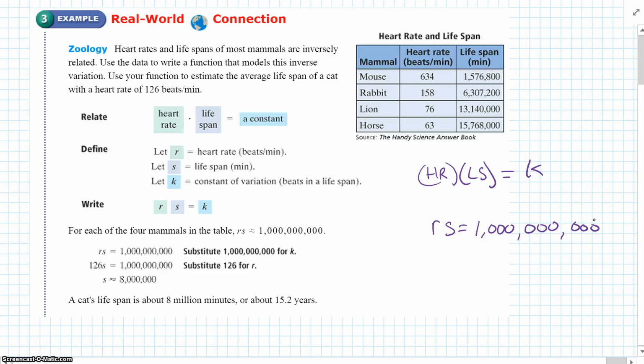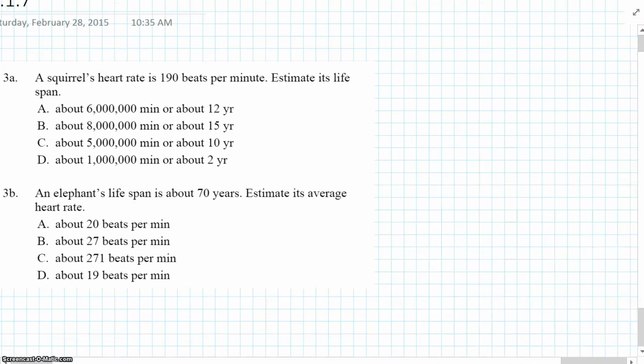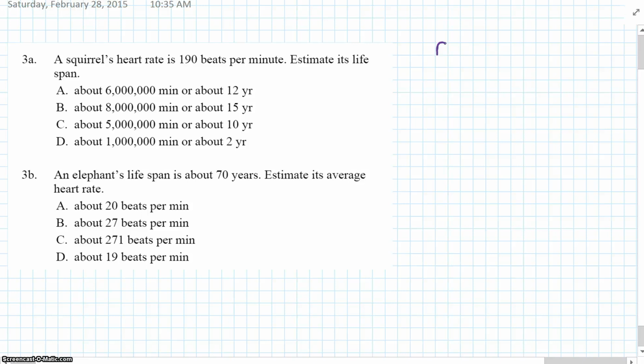Okay, so estimate the average lifespan of a cat with a heart rate of 126 beats per minute. You substitute 126 for R, so S is about 8 million minutes, or a cat's lifespan is about 15 years. All right, a squirrel's heart rate is 190 beats per minute. So we know R times S equals 1 billion.